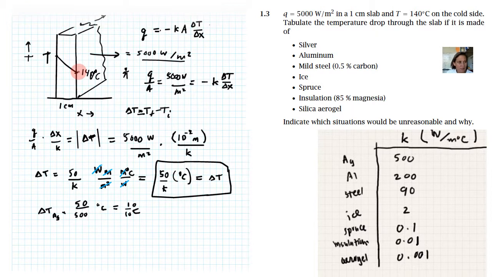In steady state, can spruce, a tree, have 640 degrees C here and 140 here? I don't think so. If this were wood, I think the flame temperature for wood is probably around, I don't know, maybe 300 or 400 degrees C. And then we have insulation, 5,000 degrees C across this. No, I don't think so. And aerogel, 50,000. Once again, those are also unreasonable numbers.